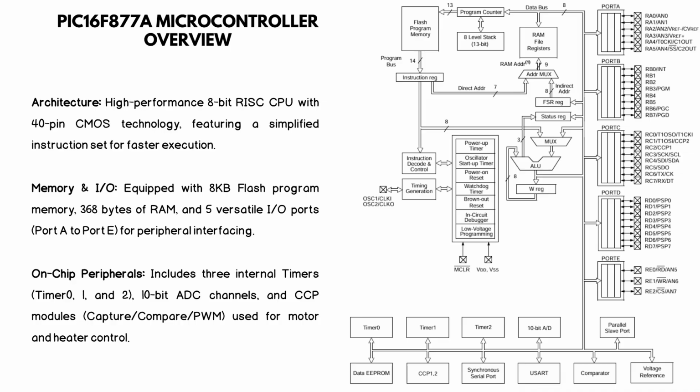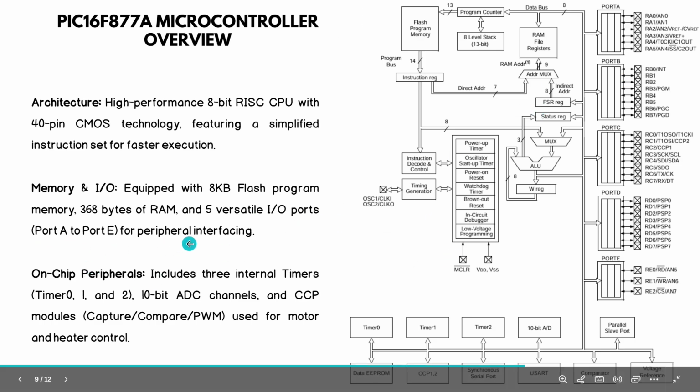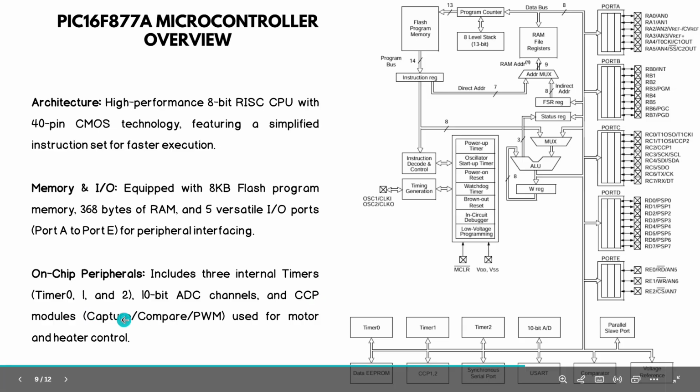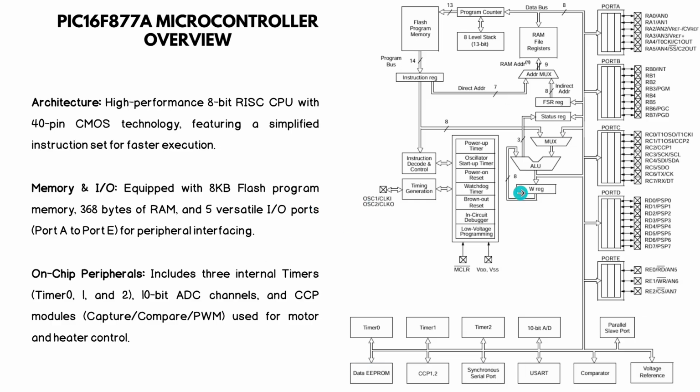The next one is memory and input output ports. It is equipped with 8 kilobytes of flash program memory, 368 bytes of RAM, and 5 versatile input output ports, port A to port E, for peripheral interfacing. The on-chip peripherals include 3 internal timers: Timer 0, 1 and 2. There are 10-bit ADC (analog to digital converter) channels and CCP modules (capture, compare and pulse width modulation) used for motor and heater control. We can see the overview.